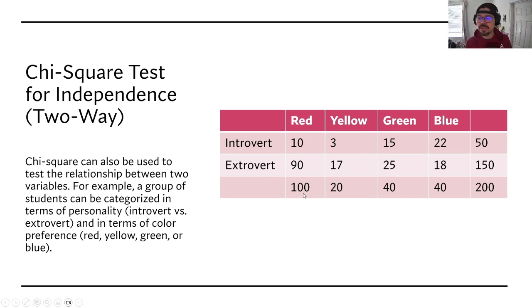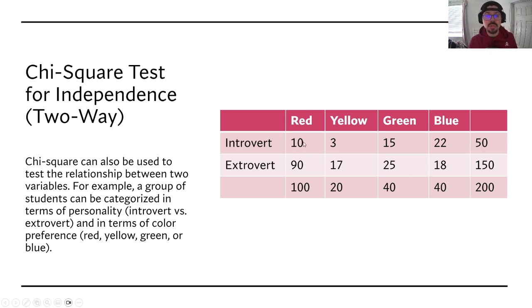These numbers on the end, I apologize that the language isn't in here, but these would effectively read total. The total number of introverts that we have is 50, calculated by adding up all the introverts in this sample. Then we have 150 extroverts, as a result of adding up the number of extroverts in this sample. Those represent our row marginal totals.